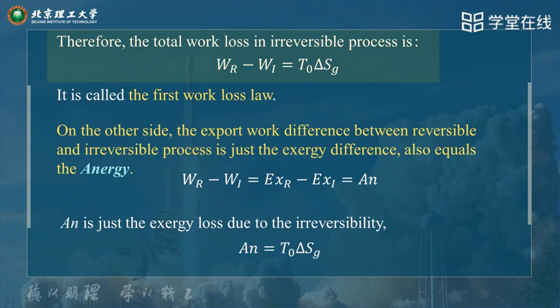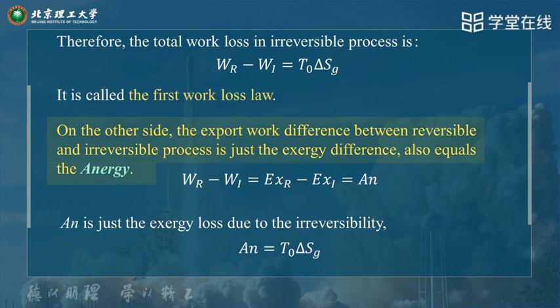Okay, here we can obtain the total work loss in irreversible process. WR minus WI equals T0 times ΔSg. ΔSg is just the entropy generation. So this equation can be called the first work loss law.